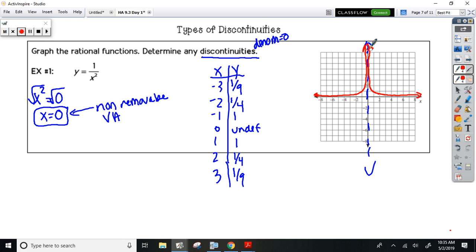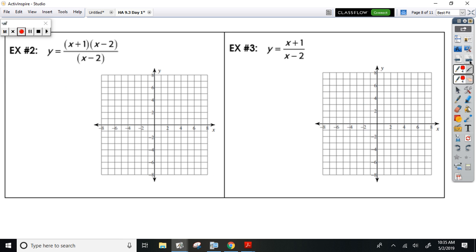All right, so let's look at a couple more that have factors. Same description, we're going to state the discontinuities and graph them. Are we able to simplify the equation before doing anything else? Is there anything we can simplify out? Yep. We have matching binomials. Divide them out. As soon as you divide something out, that tells you that this is going to be a removable discontinuity because you're removing it by canceling or dividing out.